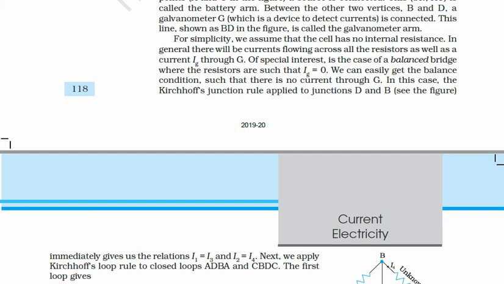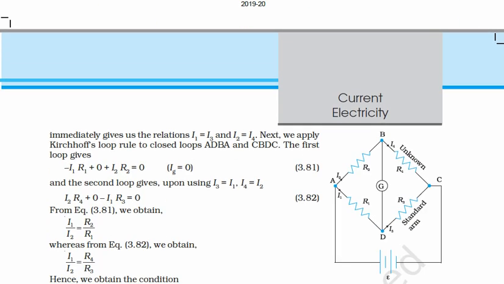So now let us see. We can easily balance the condition such that there is no current through G. So we need Ig equal to 0, that means there is no current in G. In this case, Kirchhoff's junction rule applies to junctions D and B. So now let us apply Kirchhoff's junction rule to junctions B and D.